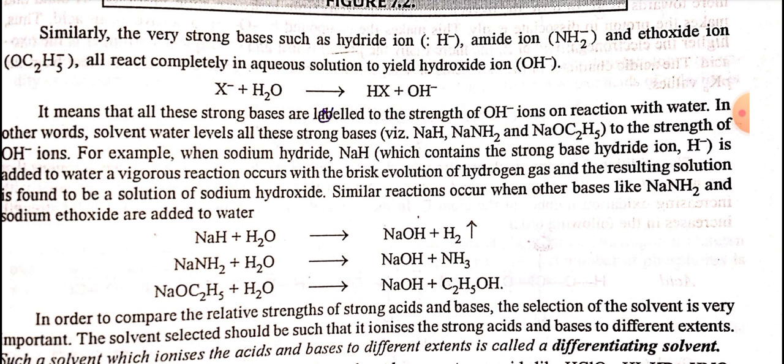to the strength of hydroxyl ions. For example, when sodium hydride, which contains the strong base hydride, is added to water, a vigorous reaction occurs with the brisk evolution of hydrogen gas, and the resulting solution is found to be a solution of sodium hydroxide. Similar reactions occur when other bases like NaNH2 and sodium ethoxide are added to water. In order to compare the relative strength of strong acids and bases, the selection of the solvent is very important.